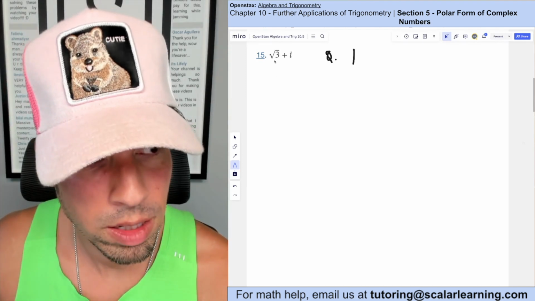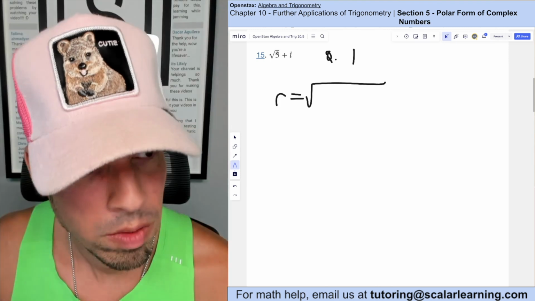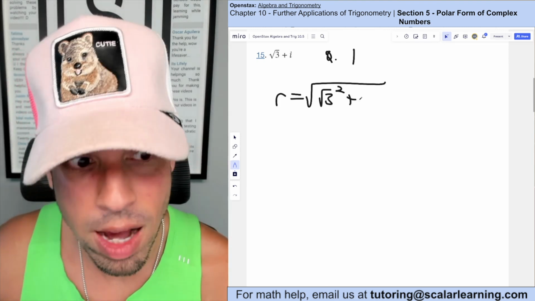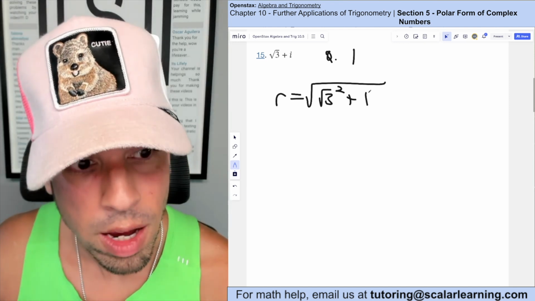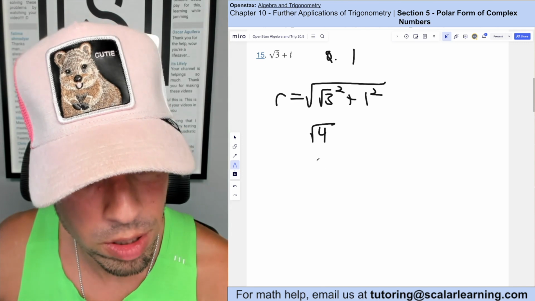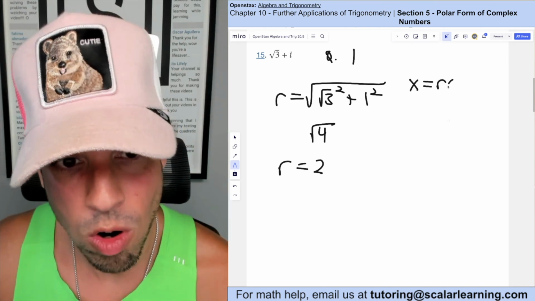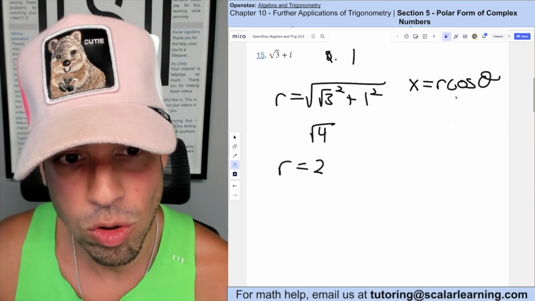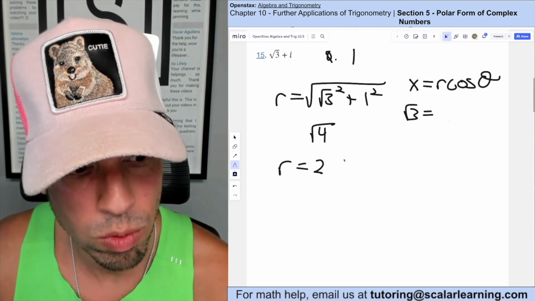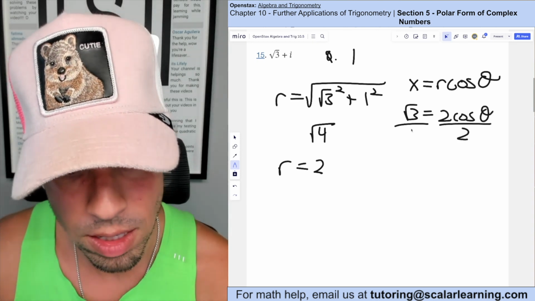First, we need to find the r value, and so the r value is going to equal the square root of the x squared, which is rad 3 squared, plus that coefficient in front of the i, the y squared, 1 squared, and that would be 3 plus 1 is 4, square root of 4 is 2. So r is 2. And now using one of our formulas, x equals r cosine theta, to solve for theta: since the x is rad 3, rad 3 equals the radius 2 times cosine of theta. Now we can solve for theta, isolating like so.